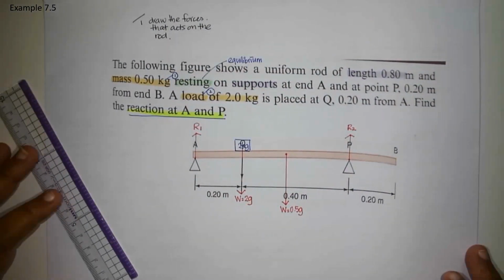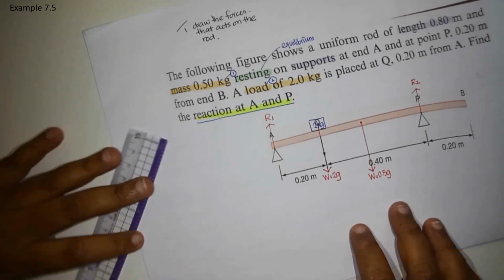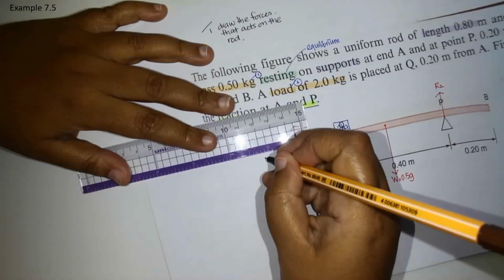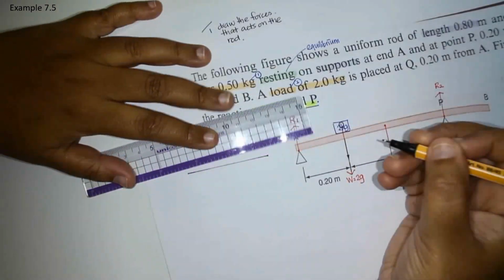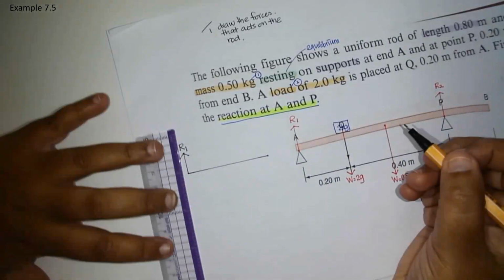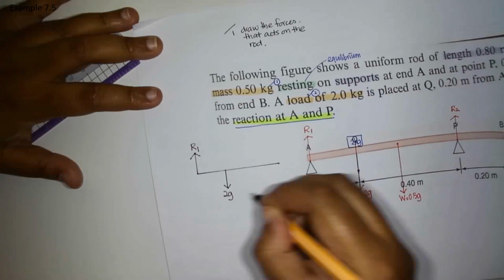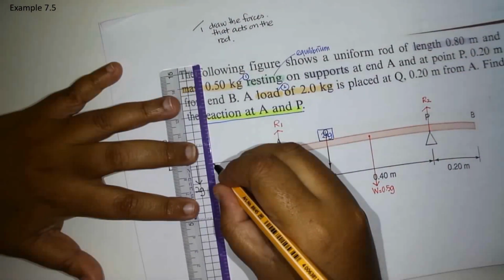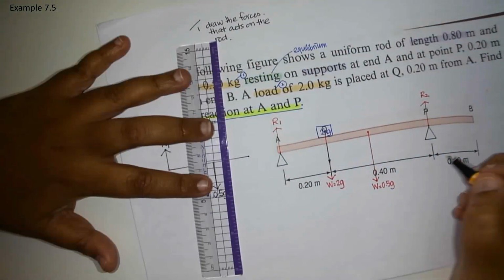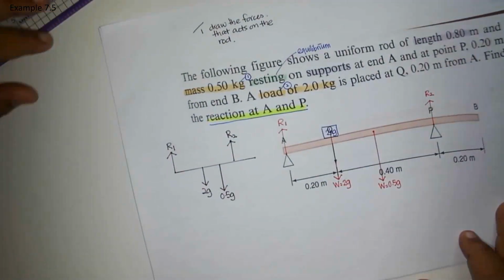Once we have finished that, I'm going to draw it separately so that we don't get confused. It's like this. We have here R1, and then we have here 2g, and then somewhere here in the center is 0.5g, and then somewhere here we have R2. I'm going to draw it like this.